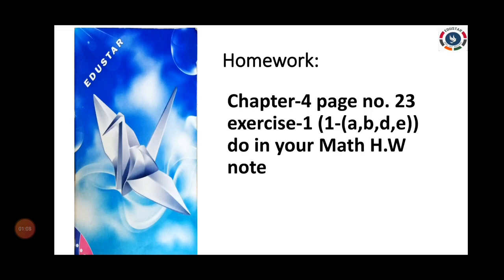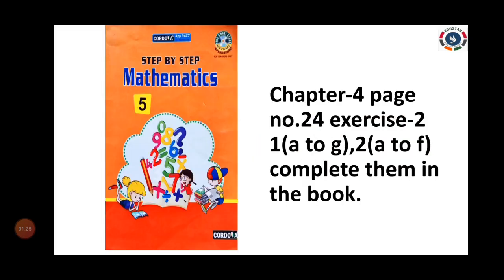Now, today's homework part is given for you. Take math homework note. Chapter number 4, page number 23, exercise number 1. First sum A, B, D, E. Do in your math homework note. And take your math book. Chapter number 4, page number 24, exercise number 2. First question A to G and second one A to F. Complete them in the book itself.